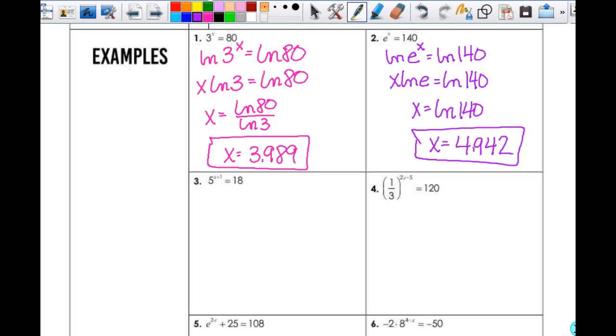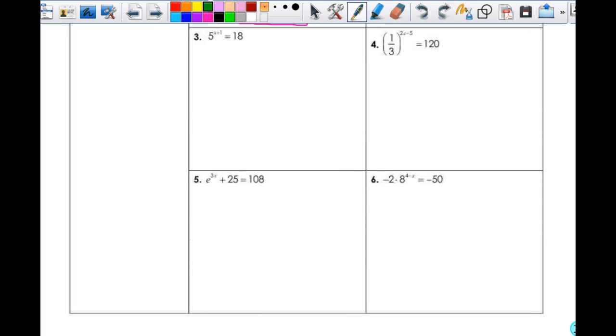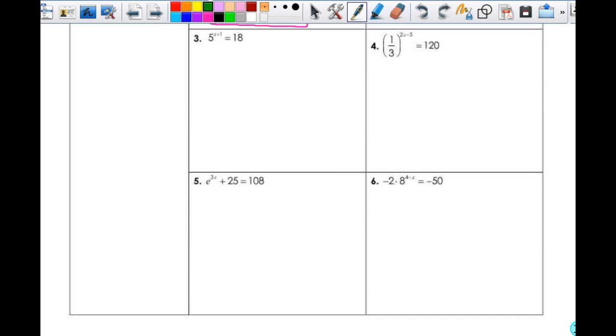All right. So now let's jump to number 4. I have an exponential. I cannot get a common base. My exponential is isolated, so I'm going to take the natural log of both sides. So the natural log of 1/3 to the 2x minus 5 equals the natural log of 120. This exponent has more than one term, so when it comes out front, it needs parentheses. Otherwise, we'd just be multiplying the 5. So (2x minus 5) times the natural log of 1/3 equals the natural log of 120. So do I need to distribute here?